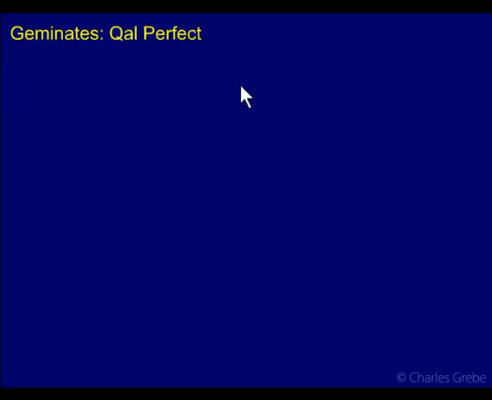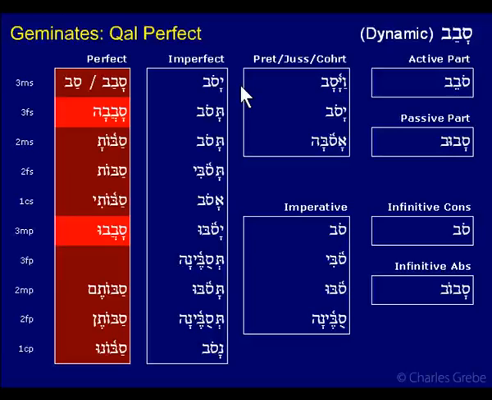Geminates Qal Perfect. So we'll start with the perfect for the Qal, and here is our paradigm. Now what we're going to do in the Qal is look at both the dynamic and the stative. So we'll start with this dynamic verb, savav. We'll look at Qal later, Qal meaning the verb Qal, not the binyan Qal.